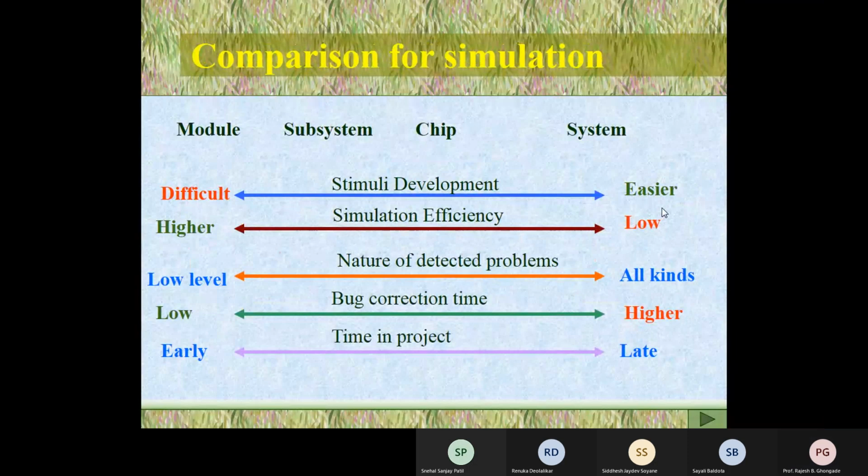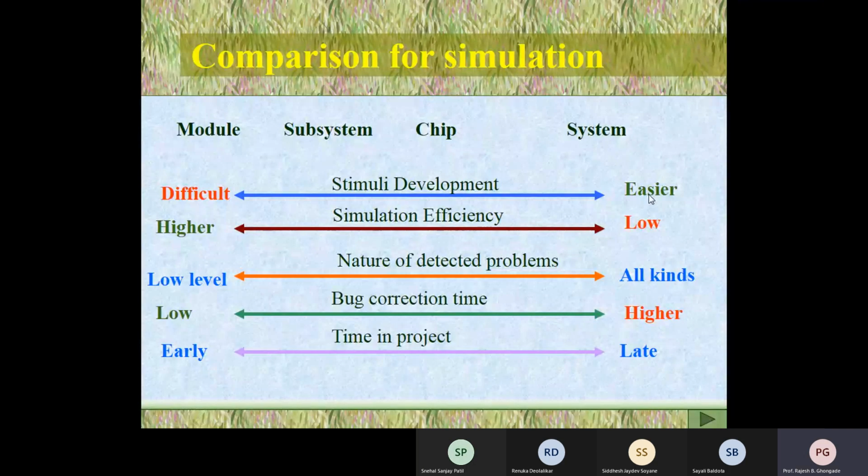And then how effective or how difficult are they? That is what this particular slide tells you. At the module level, subsystem level, chip level, and system level, how do we interpret this diagram? First of all, stimuli development. You'll have to have some test inputs. Those are called stimuli, the plural of stimulus. So stimuli development is easier at the system level.